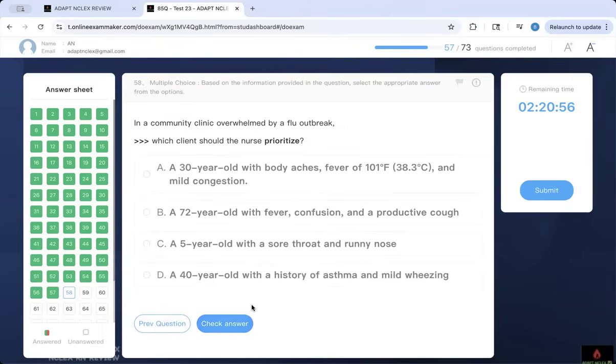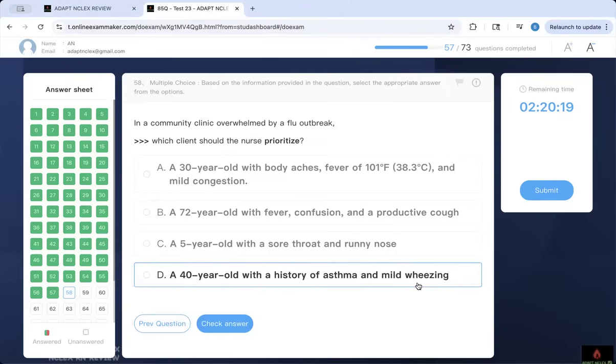In the community clinic, overwhelmed by a flu outbreak, which client should the nurse prioritize? A 30-year-old with body ache, fever 101, and mild congestion. Flu, right? A 72-year-old with fever, confusion, and productive cough. Still flu, right? A 5-year-old with sore throat, runny nose, and flu-like symptoms. A 40-year-old with a history of asthma and wheezing. What do you think? Which one do you want to pick?